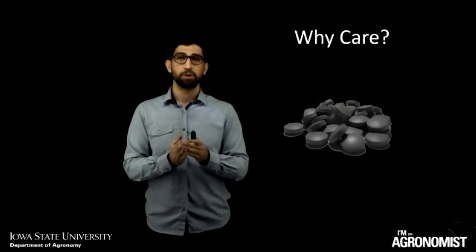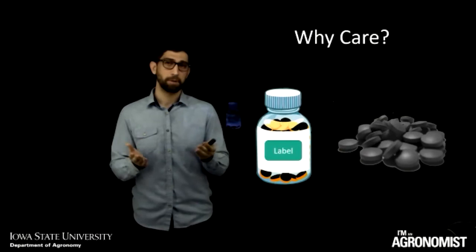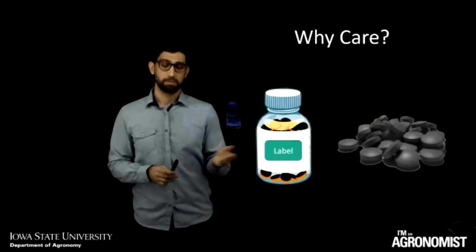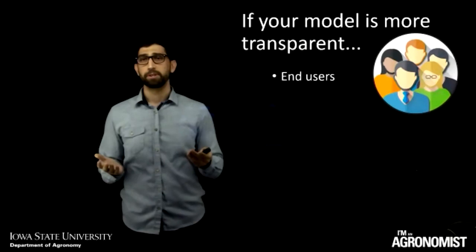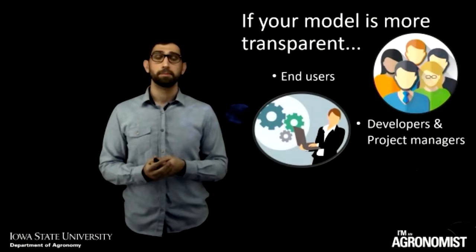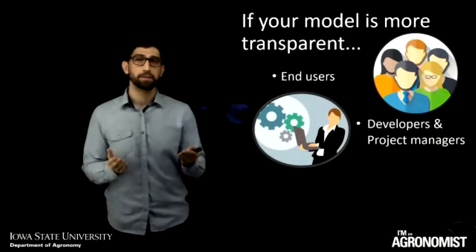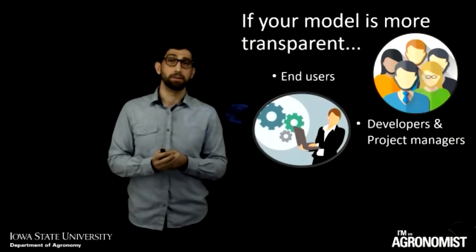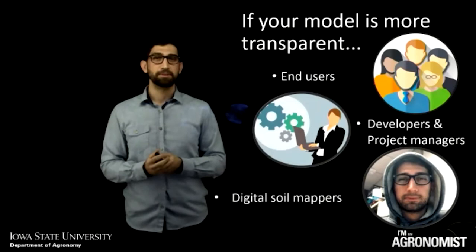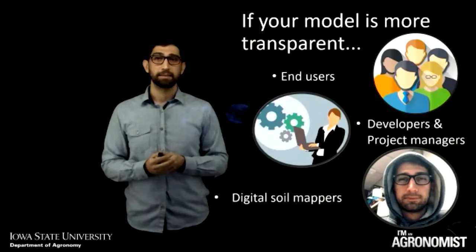So you can think of the interpretation of a black box machine learning model as the label of a bottle of black pills. And when we get a more transparent, interpretable model, some of the benefits include that end users can more easily understand why certain predictions were made. Developers can find the bugs and problems in the model, and more easily debug and optimize the machine learning used to digitally map soils. Project managers more easily comprehend the technical aspects of the project. And likewise, as digital soil mappers, we want to make connections between our covariates and our predictions to avoid spurious, non-existent correlations.